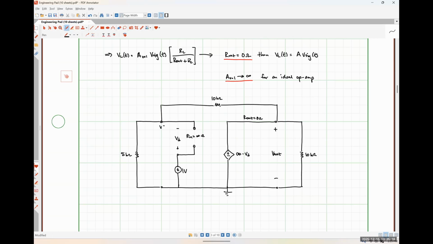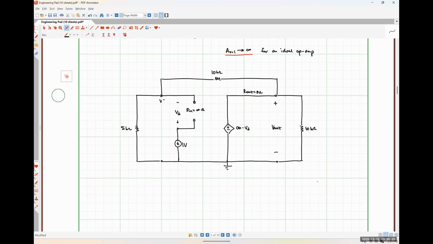Okay. So my output voltage, V out in this case, is infinity times my differential voltage. Everybody see that? I have a voltage source connected directly in parallel with the output terminals of my system.